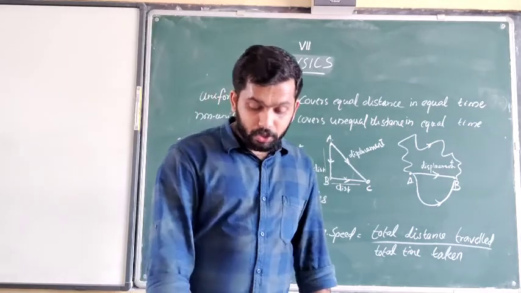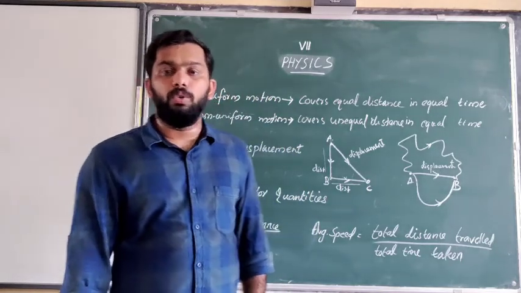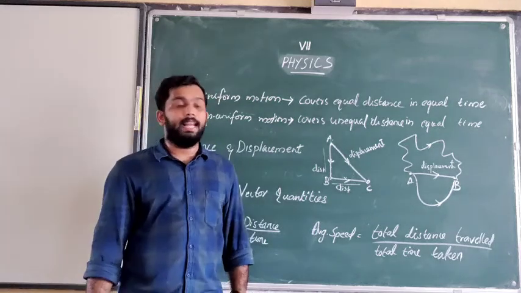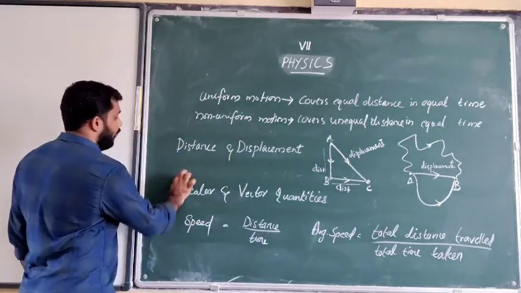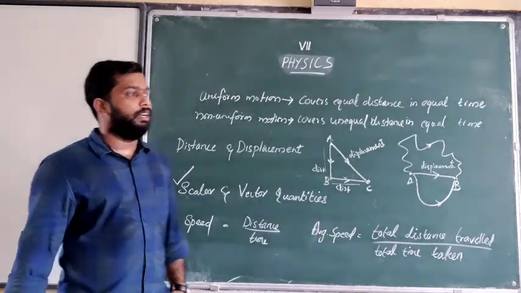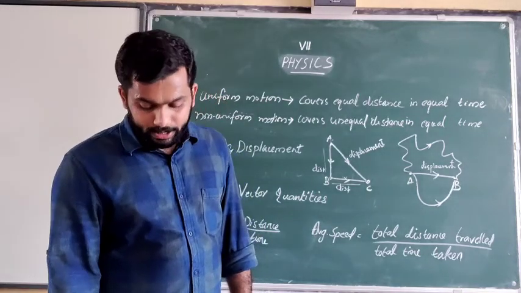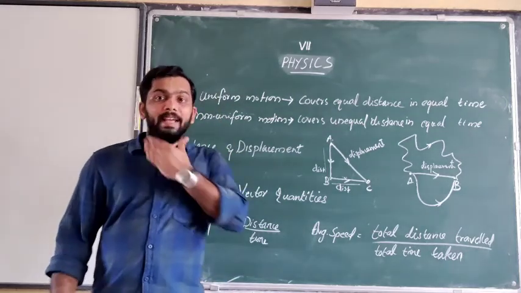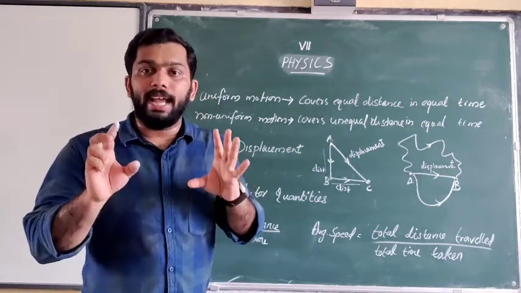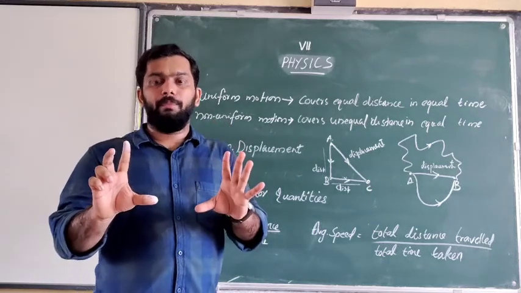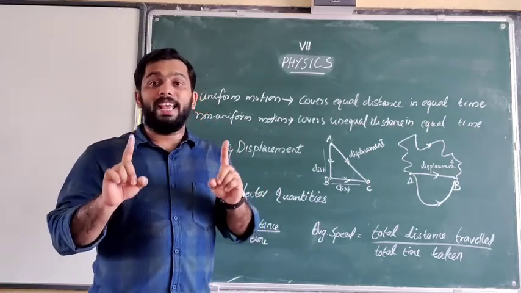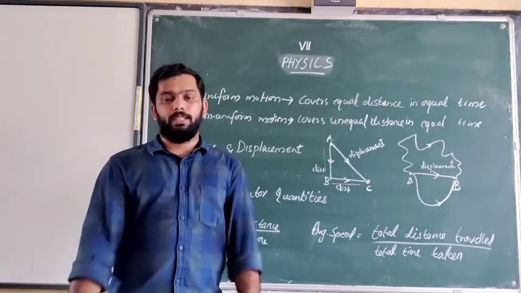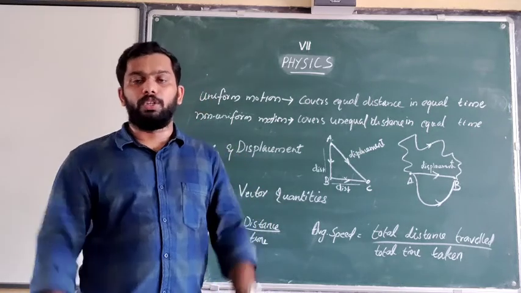Then, the next topic that we are going to cover today is scalar and vector quantities. The third point we are going to cover is scalar and vector quantities. What is a scalar quantity? A physical quantity which is expressed only in magnitude is known as a scalar quantity. There will not be any direction, only magnitude.